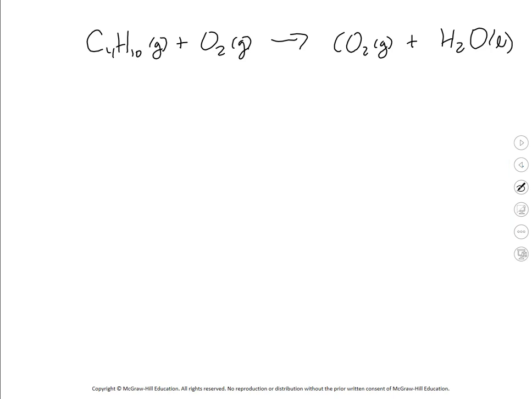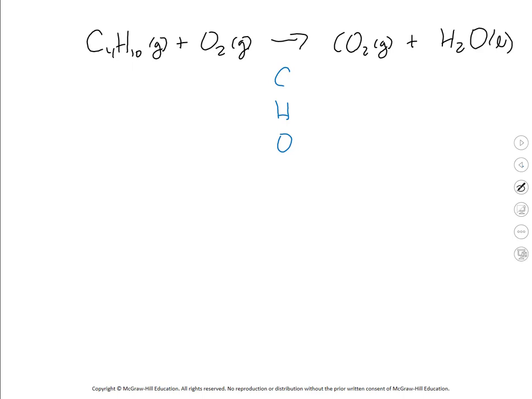Now in this case, I do have something that's an element. So what is the last? We have 3 elements here, carbon, hydrogen, and oxygen. What's the last thing I should balance? Oxygen, because it's an element by itself on the reactant side. So I'm just going to write them down in order.